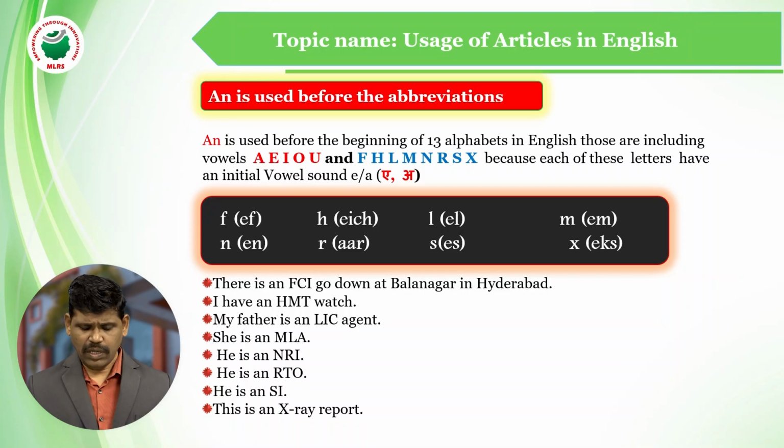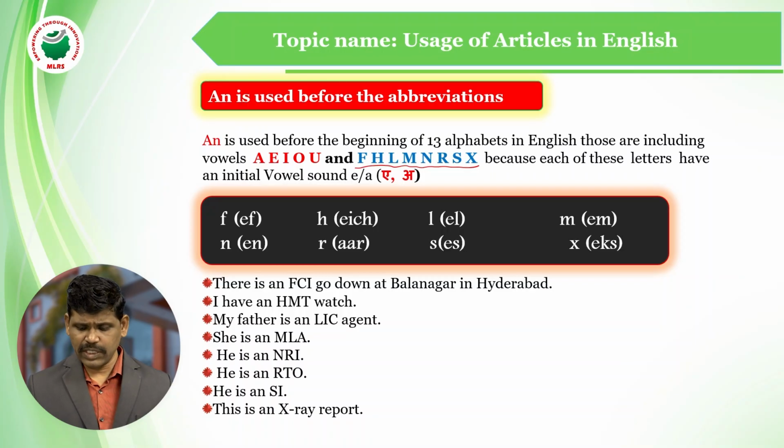So what are those alphabets? I'll discuss here. An is used before abbreviations beginning with 13 alphabets in English. These include the vowels, so you can remember easily: A, E, I, O, U, these 5 vowels. Apart from this, F, H, L, M, N, R, S, X. These are the 8 alphabets, and 8 plus 5 is a total of 13 alphabets. Whenever these alphabets begin any abbreviation, we must use article an.